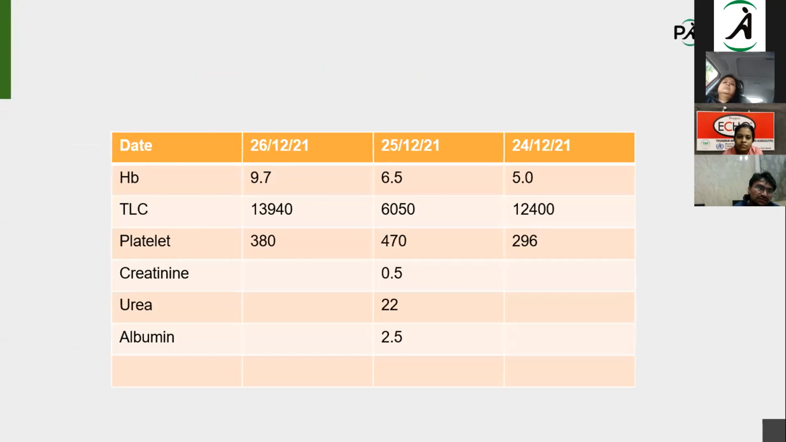The investigations at the time of admission: the hemoglobin was 5, total leukocyte count was 12,400, and platelets 2,96,000. After which we transfused 2 units of PRBCs. Then hemoglobin increased, and on the 26th of December, the hemoglobin was 9.7 and the count was 13,940. And we see that the patient's albumin is 2.5.